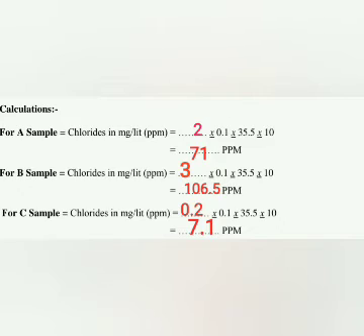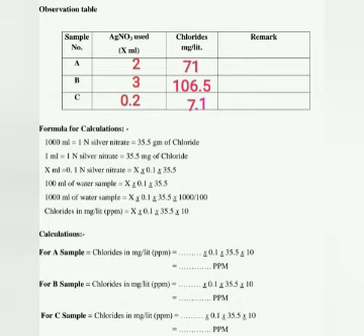For sample C, we again put the values: 0.2 into 0.1 into 35.5 into 10, which is nothing but 7.1. It indicates that sample C is very pure. It contains a very small proportion of chloride content. It means that it can be used for drinking purposes and for industrial applications, because it contains very little chloride. In this way, we will put all the values in the observation table, and finally we will complete the observation table with remarks.